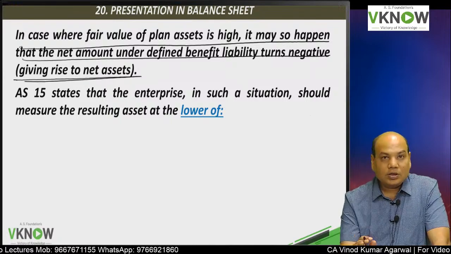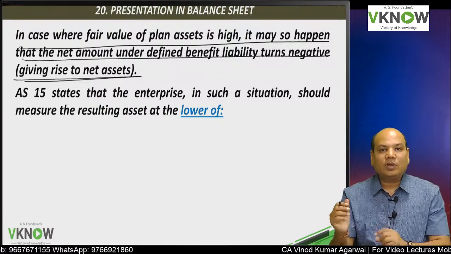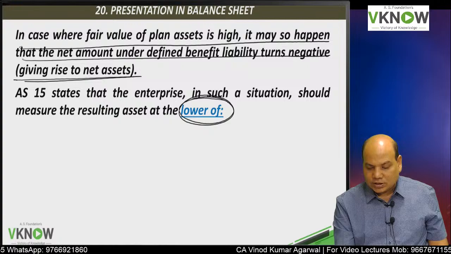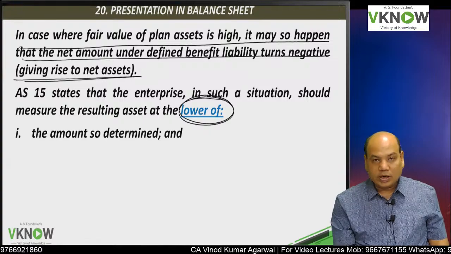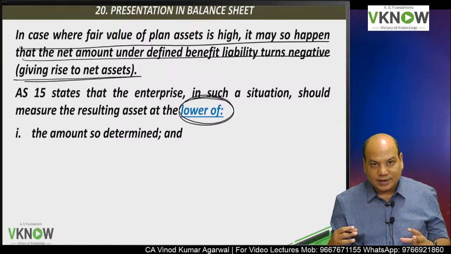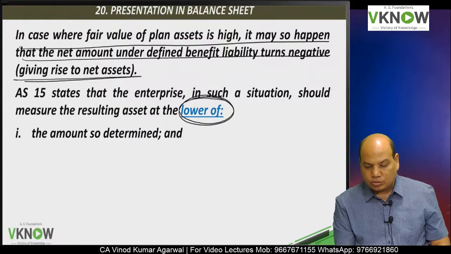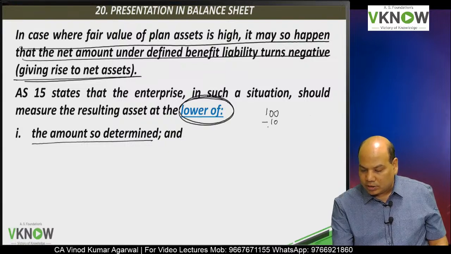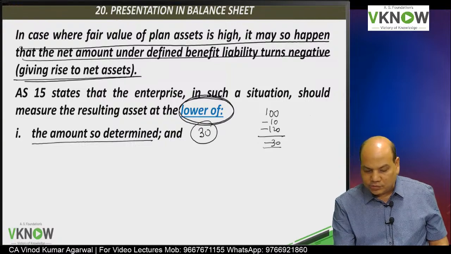Okay, but there is a limit. What is the limit? How much maximum asset you can disclose in the balance sheet? The maximum value of plan asset you can disclose in the balance sheet is lower of the two. Again, prudence is applied. Concept of conservatism. You will be presenting asset, but you have to apply the prudence. It is lower of the two. Amount so determined. In our example, 100 minus 10 minus 120, minus 30. So amount so determined is 30.